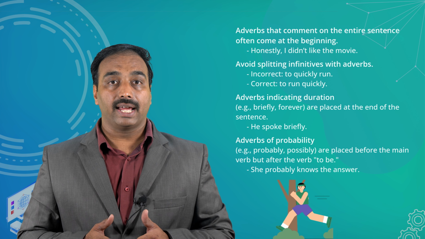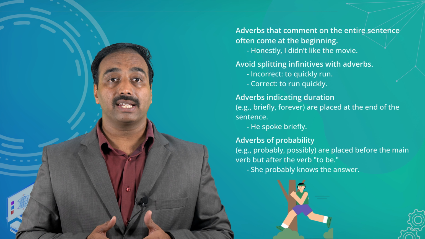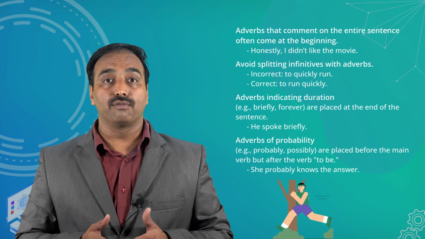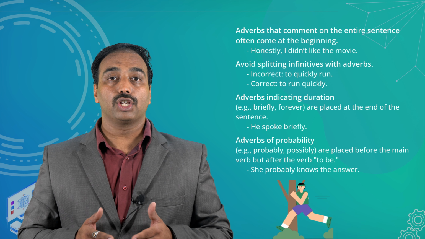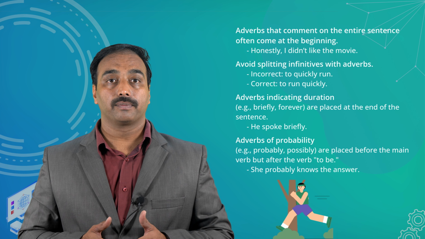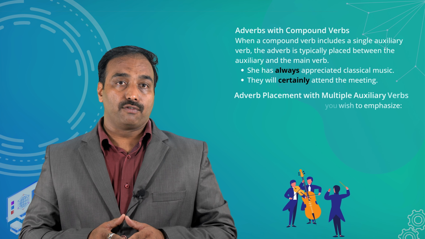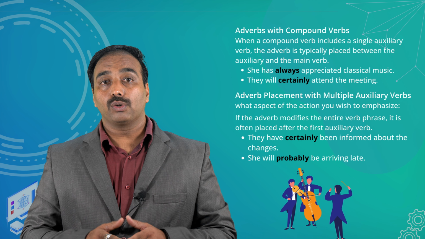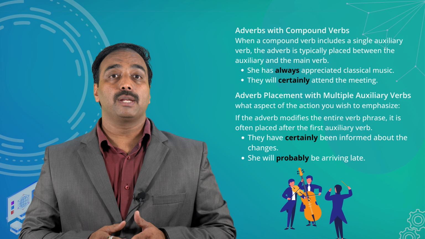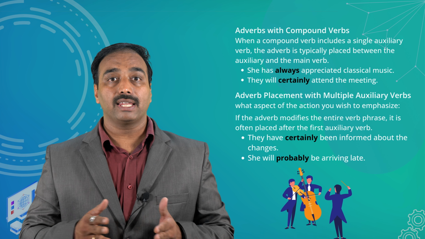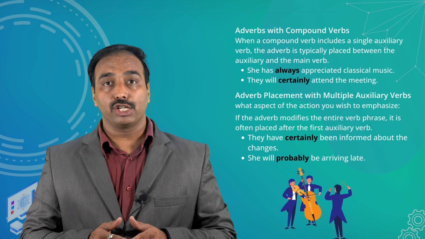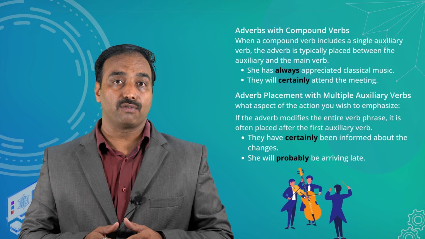Adverbs of probability. Adverbs of probability, for example probably, possibly, are placed before the main verb, but after the verb to be. Example: she probably knows the answer. Adverb placement with single auxiliary verbs. When a compound verb includes a single auxiliary verb, the adverb is typically placed between the auxiliary and the main verb. This positioning ensures that the adverb clearly modifies the verb phrase.